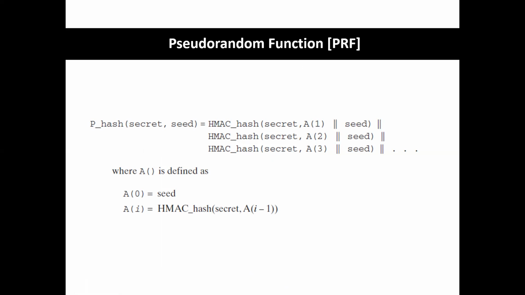Recall what's the main objective of the pseudo random function. The main objective is to generate longer blocks of the data from a small shared secret value, so that it is more secure from any attacks on the hash function.